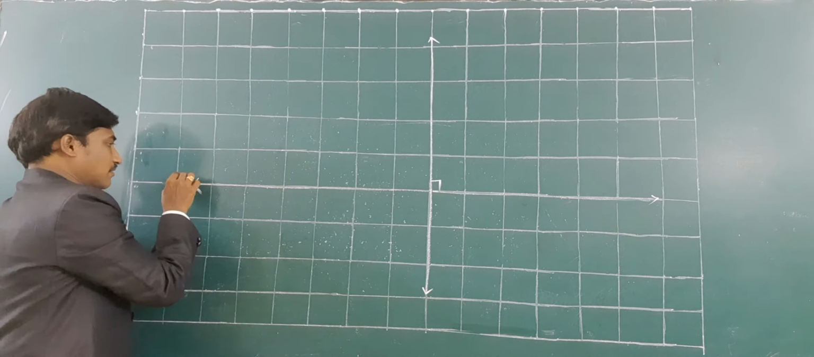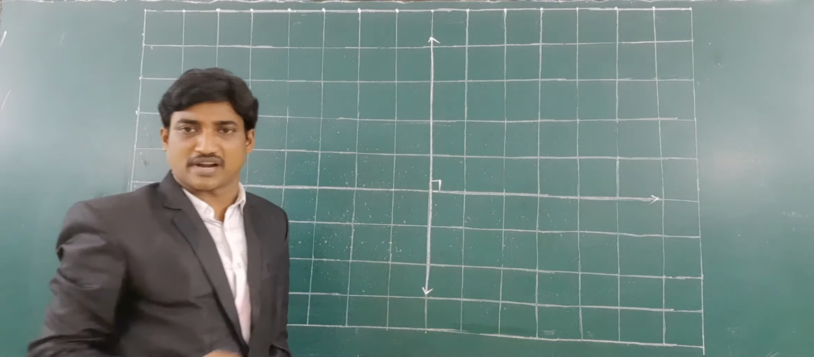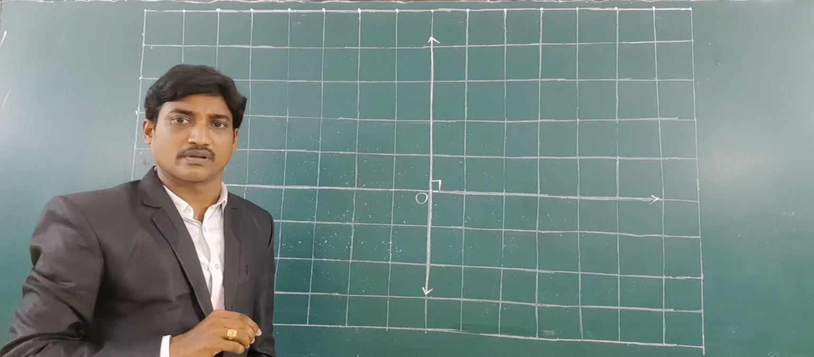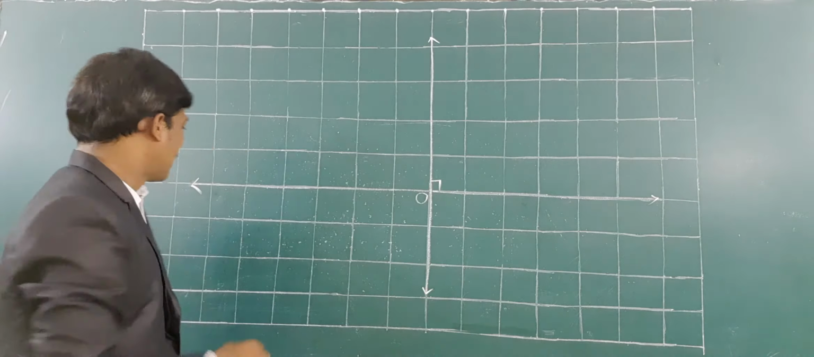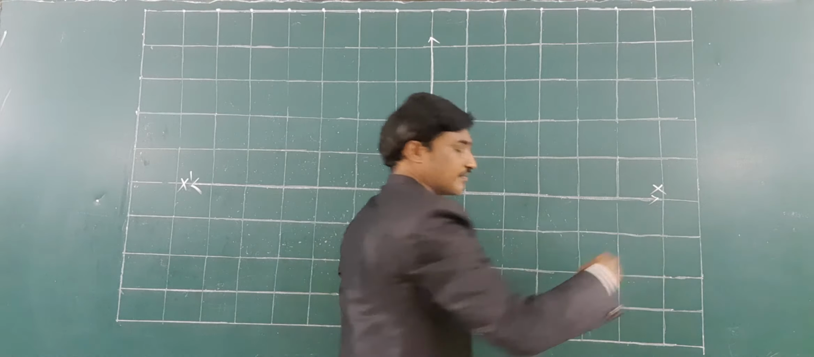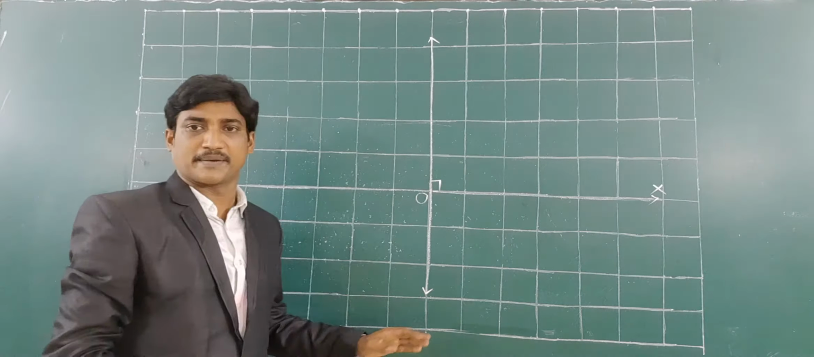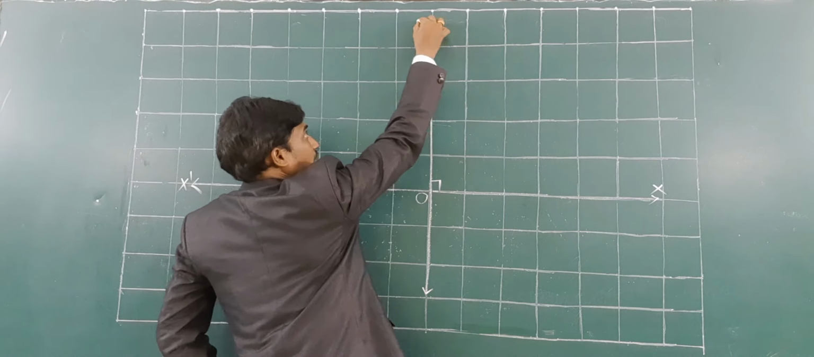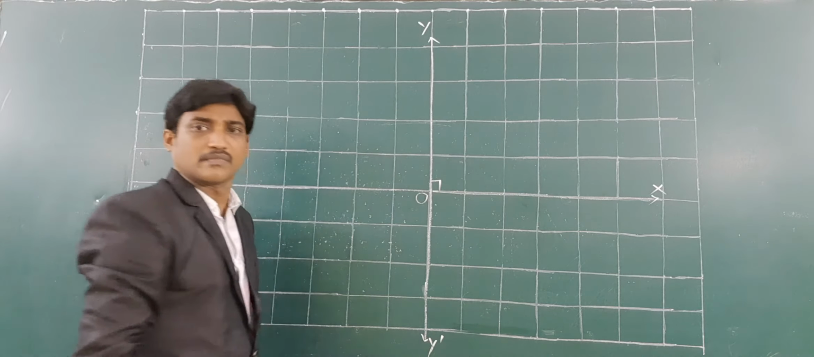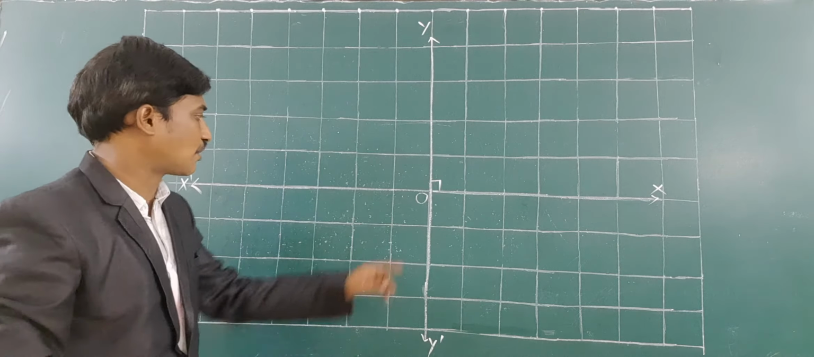We call the intersecting point of this horizontal reference line and vertical reference line the origin in the coordinate system. This horizontal reference line, X'OX, is called the x axis. And this vertical reference line, Y'OY, is called the y axis. The intersecting point of the x axis and y axis is called the origin O.